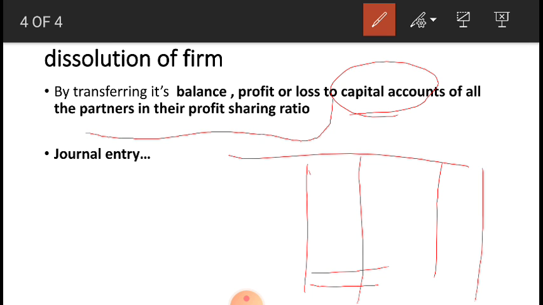See, the journal entries I will explain in the next video, or if the regular classes are there I will tell. Because if I tell journal entries now, it is not that useful. We will solve the 12 marks problem first. After that, journal entries will be easy for you to understand.